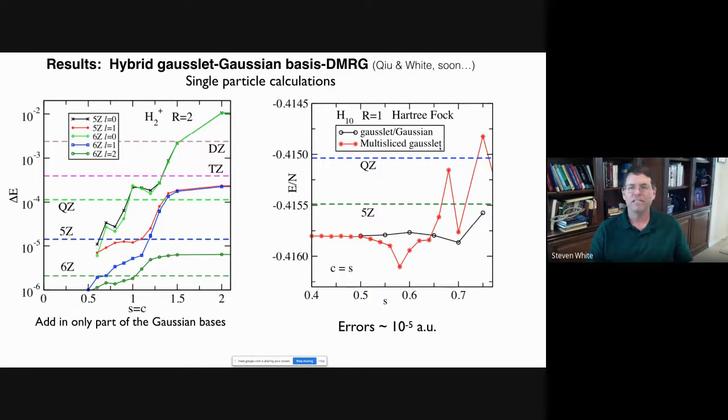Okay. So here's an example of Hartree-Fock at the 10 atom chain. And you can see that using the Gaussians instead of the original Gausslets does a lot better. That's the solid line here. We're converging with Hartree-Fock for this system to an accuracy of about 10 to the minus 5 Hartree.